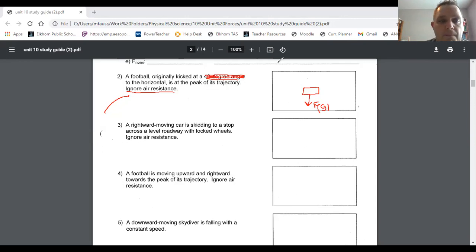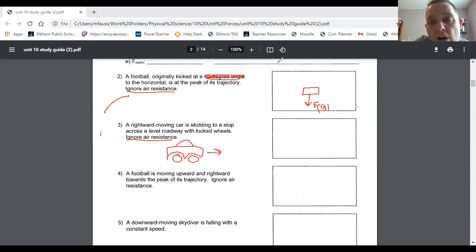Let's look at number 3. A rightward moving car is skidding to a stop across a level road with locked wheels. And again, we're going to ignore air resistance here. Sometimes it's nice to draw a picture maybe on the side to understand what's going on. So if you need to, you can draw your little car. Here's my car with 2 wheels. I'm going to give myself an arrow moving right. That's not a perfect picture of a car, but it gives me an idea when I look at it.